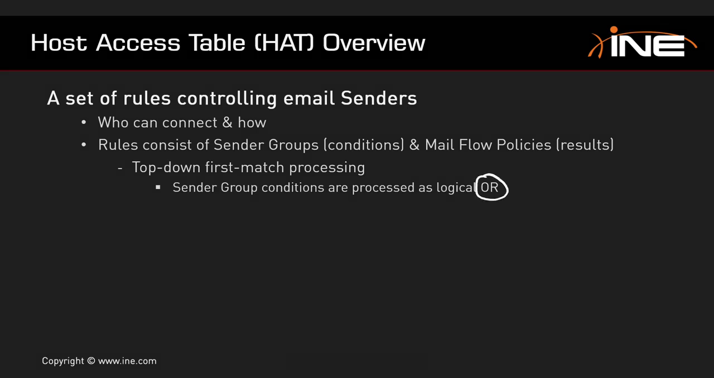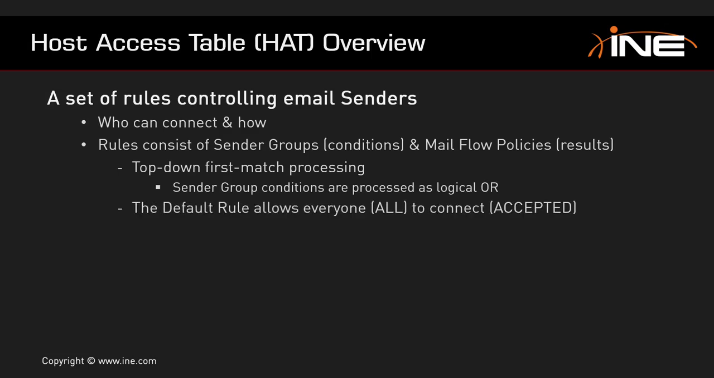There is also going to be the default rule at the bottom of the table, which is going to act as a control. And the default action is going to be to accept the connection. So it's like every sender that didn't match any of our, let's say, more specific sender groups will still be allowed to connect and proceed to the other portions of the SMTP server pipeline.